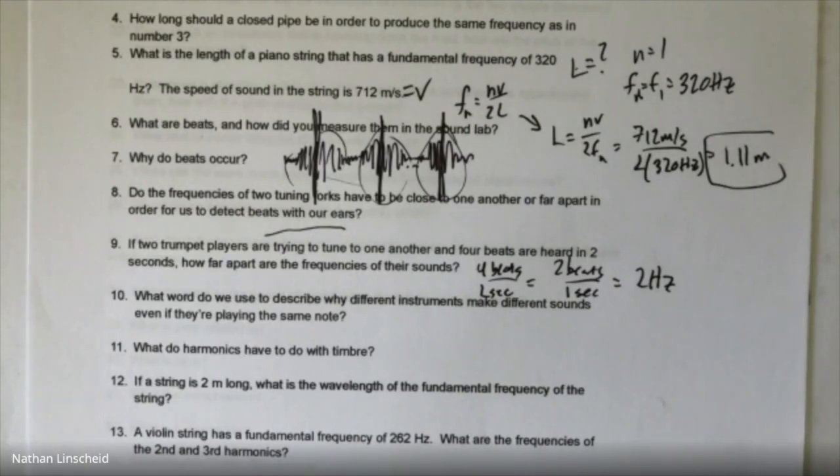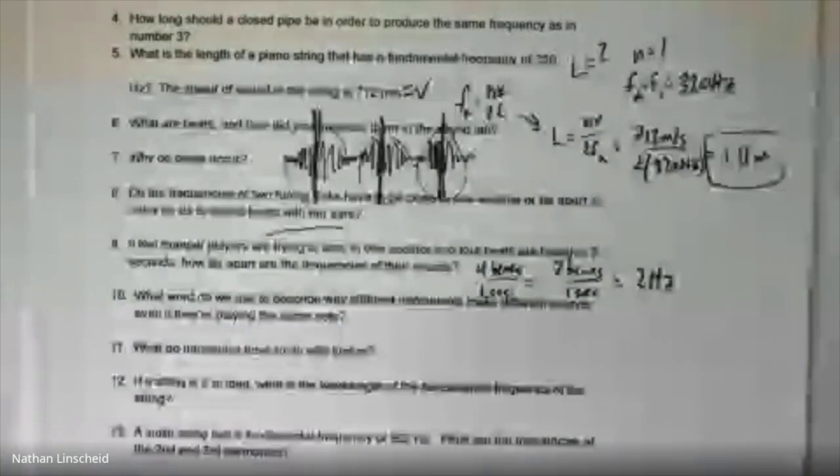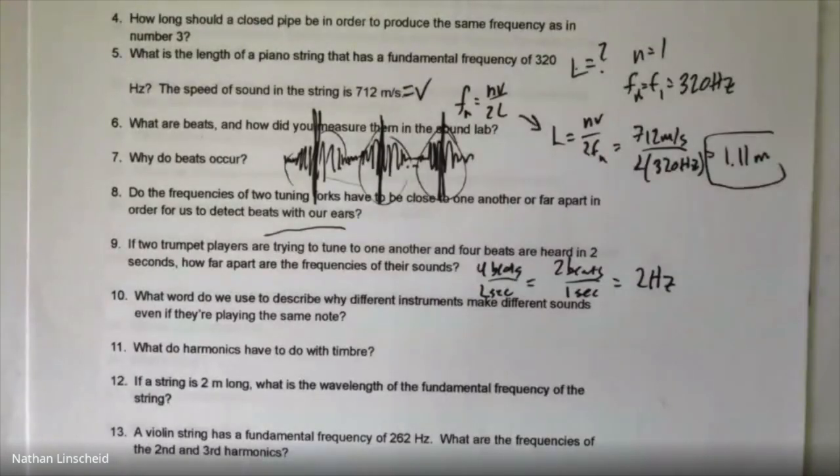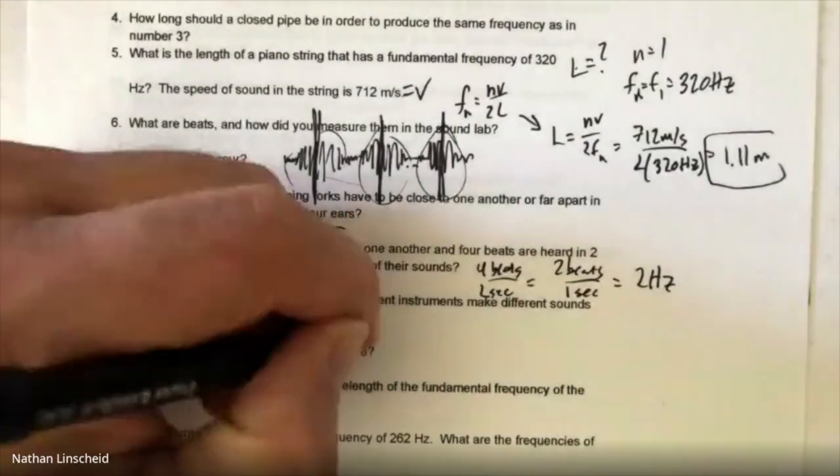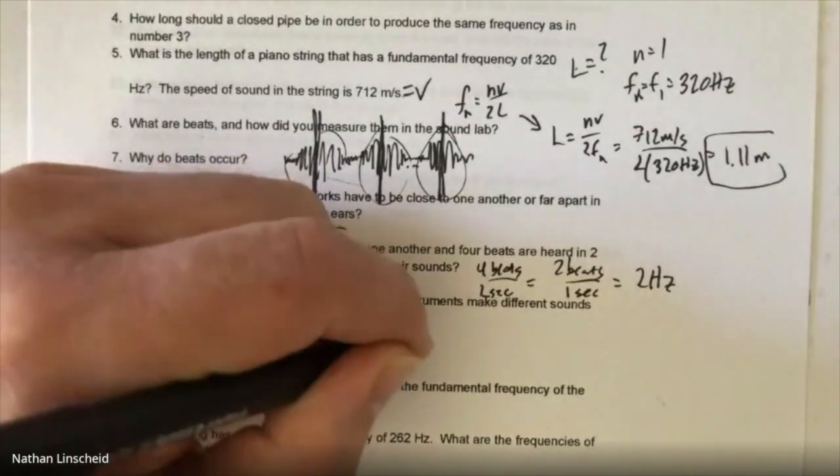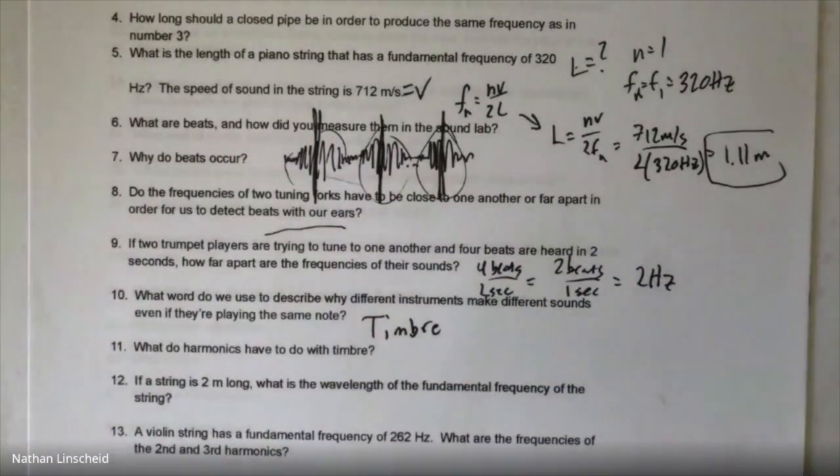Number 10, what word do we use to describe why different instruments make different sounds, even if they're playing the same note? Again, each of you has a different voice. A trumpet playing a C note sounds different from a piano, sounds different from a clarinet. That is because of the unique combination of harmonics that are being played at the same time. And that is also what we call timbre. It's spelled timbre, but it's said timbre.